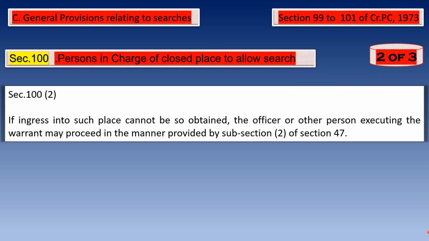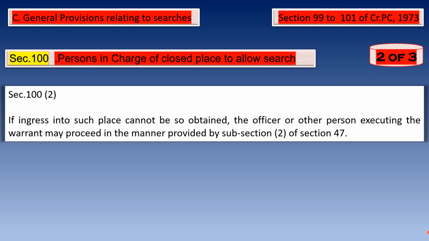In subsection 1 of Section 100, we read that when a search warrant of a closed place is issued, the person in charge or the person who is residing will be asked to open and allow the search to happen. And if that does not happen, if he is not allowing to open or he is evading that process for whatever the reason, in whatever manner, subsection 2 of Section 100 says this thing: if search is not allowed, then the officer may proceed as per the provision of subsection 2 of Section 47.